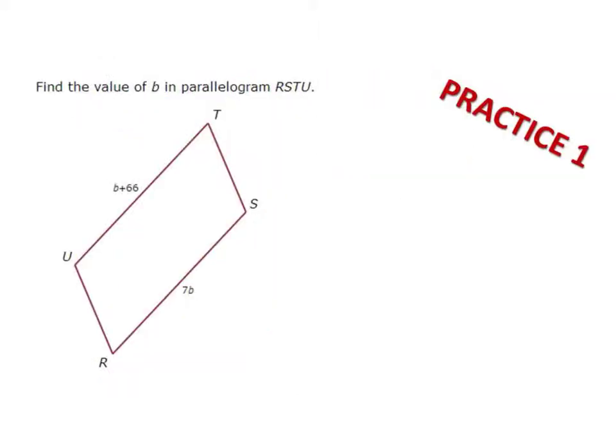Your practice problem 1 says to find the value of B in this parallelogram RSTU. Remember, opposite sides are congruent, so make the sides equal to each other.